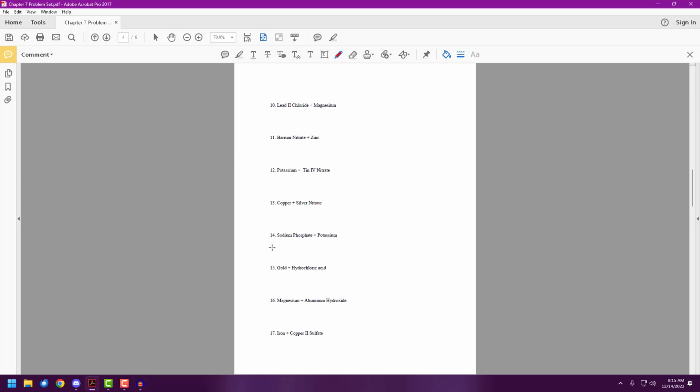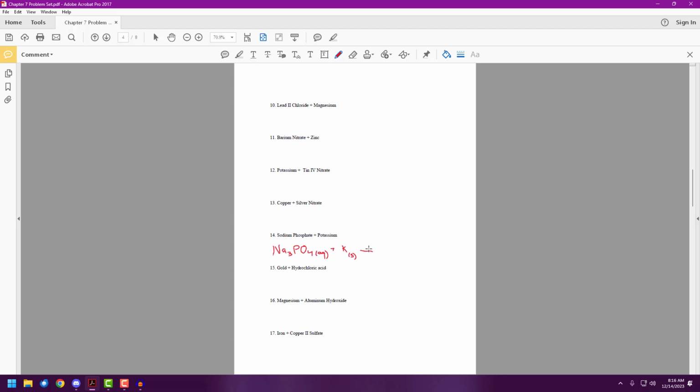The formula for sodium phosphate is Na3PO4, right? Phosphate's -3, sodium's +1, and this is going to be AQ. Potassium is going to be K, and it's a solid. First thing we have to do is check on our activity series. Is potassium higher than sodium? So can it kick it out? Yes, potassium is higher than sodium. It will kick sodium out of the compound.